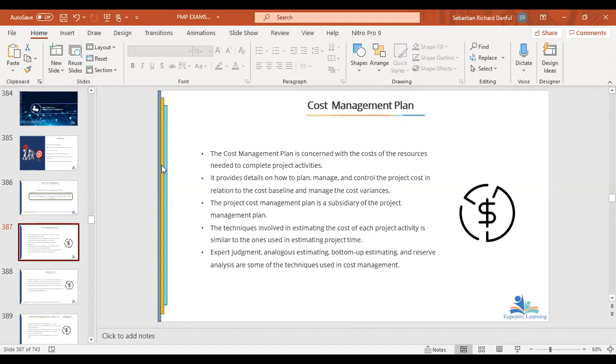The cost management plan is a subsidiary of the project management plan, as I said earlier. The techniques involved in estimating the cost of each project activity are similar to the ones used in estimating project time. They are so related because when we come out with the scope of the project and then develop our work breakdown structure, based on the work breakdown structure, we are able to estimate the duration of the activities, which in turn will help us estimate the duration of the entire project.